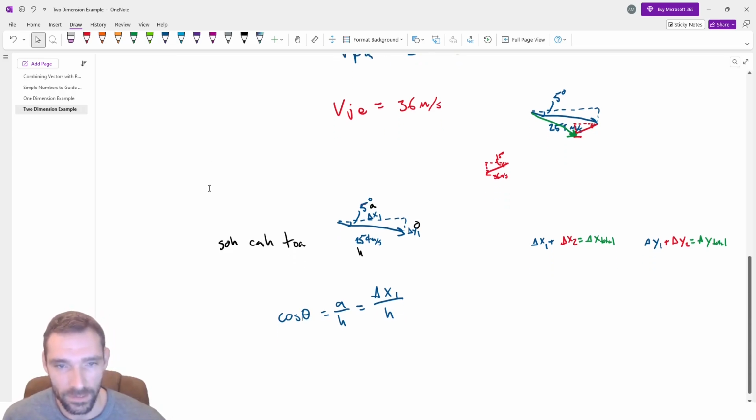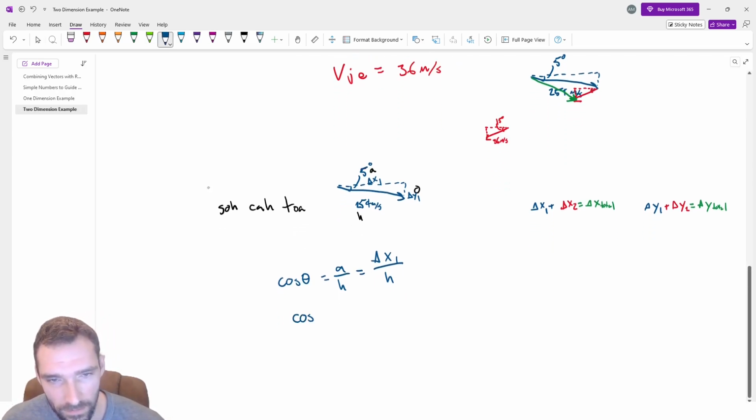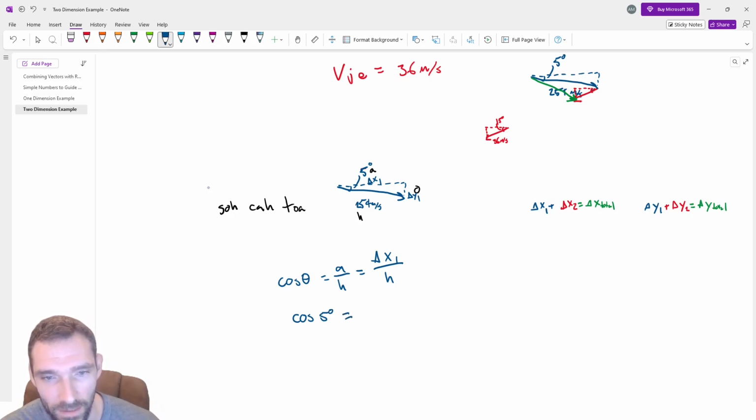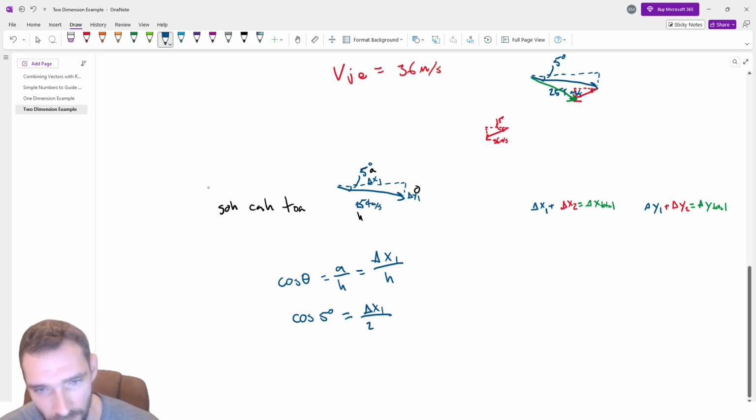So if we've got cosine of 5 degrees, and I would really recommend you draw this out. It's not always x and y being the cosine and the sine functions here, so you just need to be careful and not make that assumption. But we've got this change in x over 1, and then we've got a value of 254 meters per second.